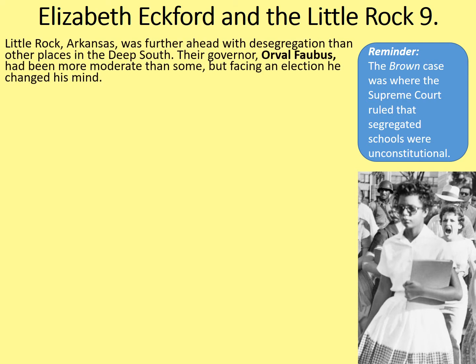Little Rock, Arkansas was further ahead with desegregation than many other places in the Deep South. And that becomes quite ironic when we consider what happens next. Their governor, Orville Faubus, had been more moderate than some. This didn't mean that he was necessarily a supporter of civil rights, but more that he wasn't quite as extreme as some of his contemporaries. But, facing an election, he changed his mind. He needed to secure racist votes.